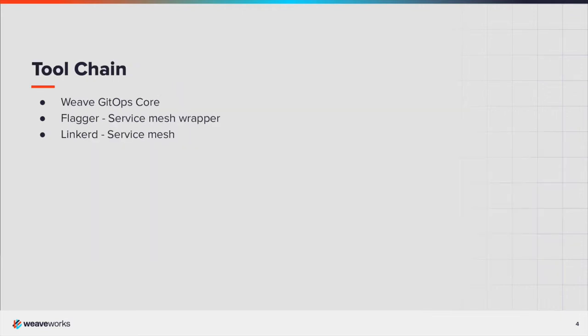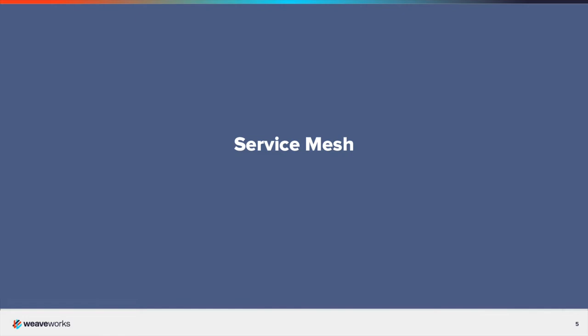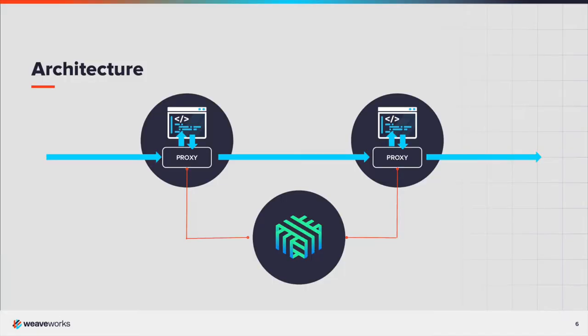The toolchain I'm using for this demo consists of Weave GitOps Core, a wrapper around Flux, Flagger, a wrapper around a service mesh, and finally Linkerd, which is the service mesh. What is a service mesh? A service mesh manages traffic between pods inside a Kubernetes cluster.